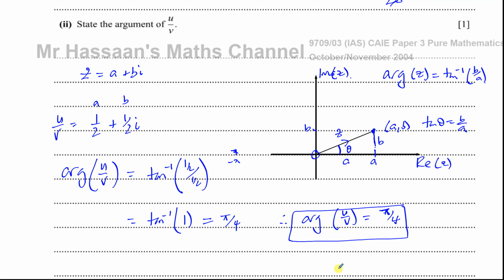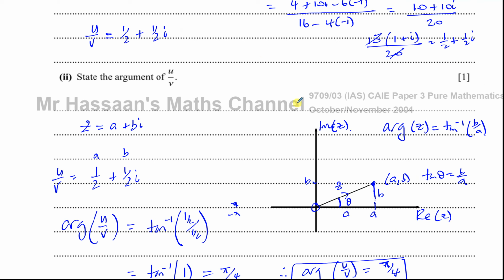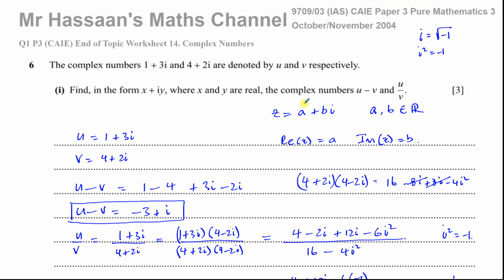So we don't have to draw this diagram. I'm just illustrating what the argument of a complex number actually means. It's the angle it's making with the positive real axis. That's what the argument of a complex number actually means. All right, so that's the answer.